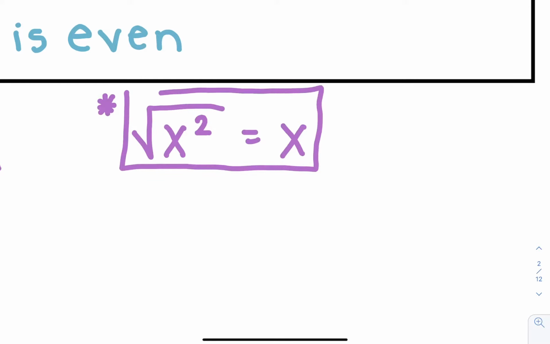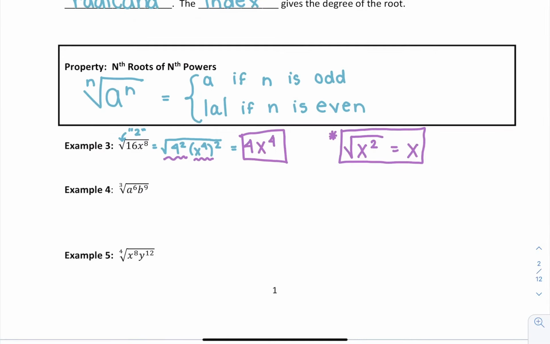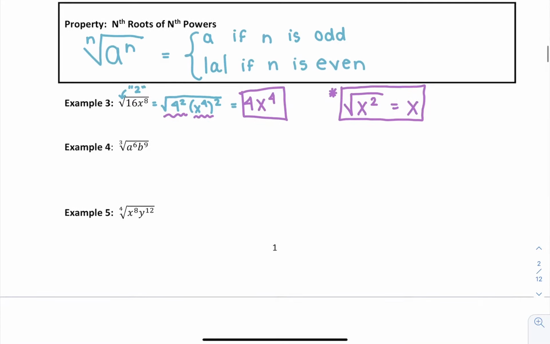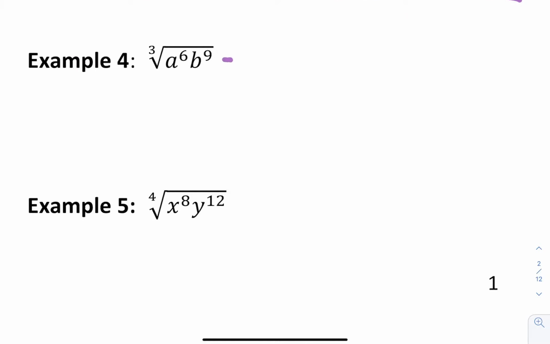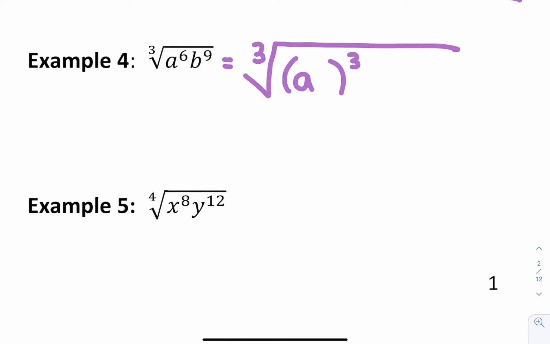So this is a nice, really important one to remember that you use a lot more frequently almost than the other ones. Let's try an index of 3 now. So in this second example, I'm going to use what I know about exponent rules. So I have my 3 tucked away. To rewrite a to the 6th, so it's a raised to some power to the 3rd, because I want my index to match that number. So what number would I have to plug in so that I get back 6? It would be a 2, because 2 times 3 is 6.